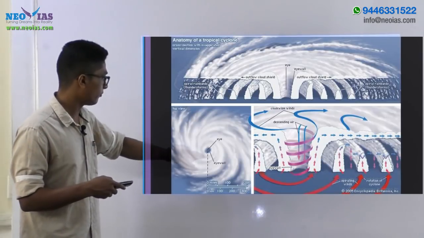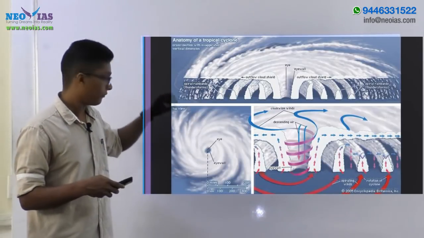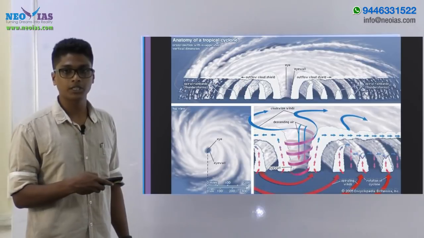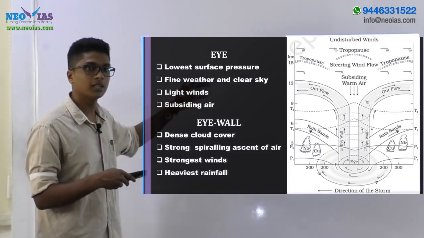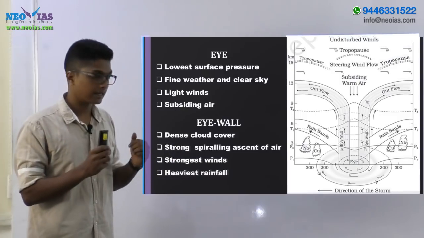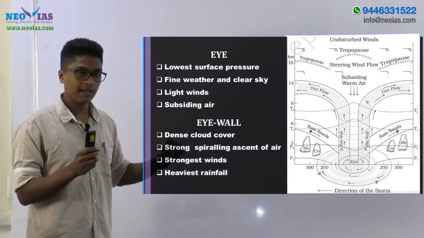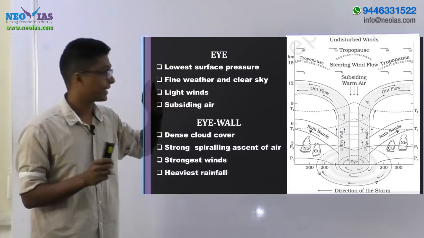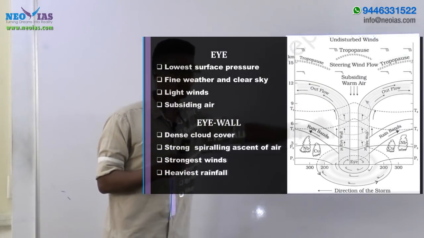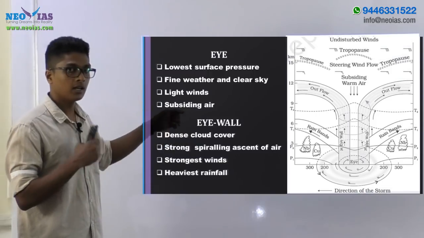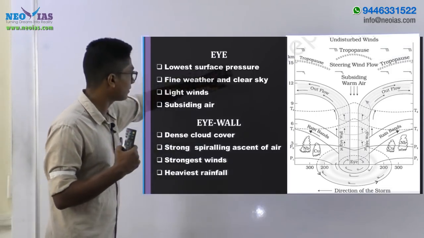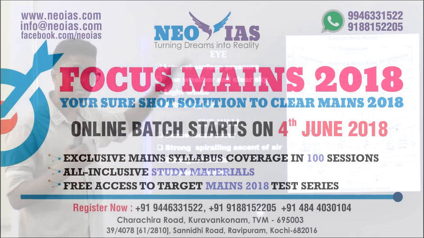Like in this satellite image, why are we not having cloudy conditions there? Because the eye region has fine weather and a clear sky. It means that in the eye region, the wind is not ascending; rather, the wind is subsiding, right? So in this eye region, the properties are that they have lower surface temperature and a clear sky, right?